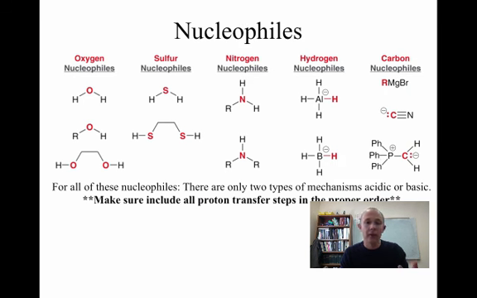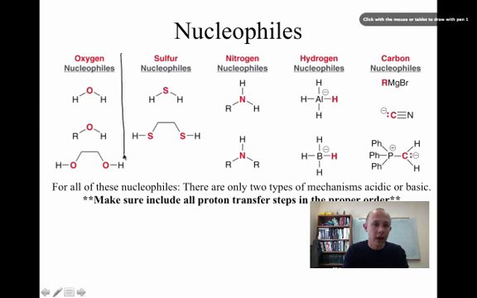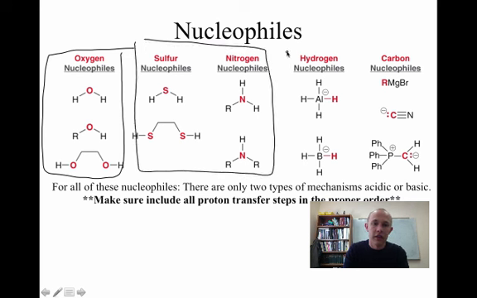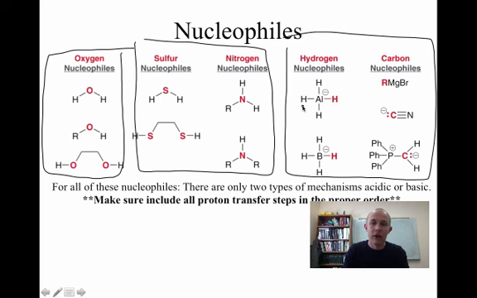So these are the nucleophiles that we're going to look at in this chapter. The next video is only going to be covering oxygen-containing nucleophiles. The next video will be sulfur and nitrogen-containing nucleophiles, and the fourth video will be hydrogen and carbon-containing nucleophiles. When you're looking at all of these mechanisms, remember, keep asking yourself, am I under acidic conditions or am I under basic conditions?